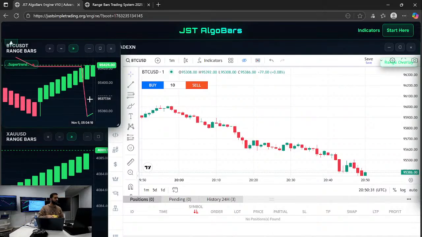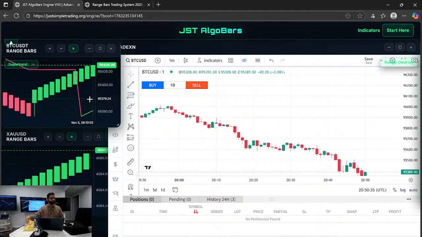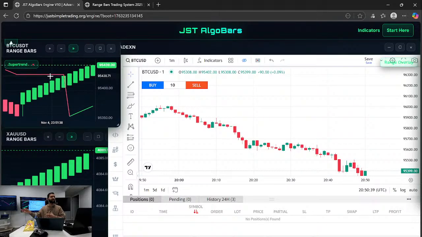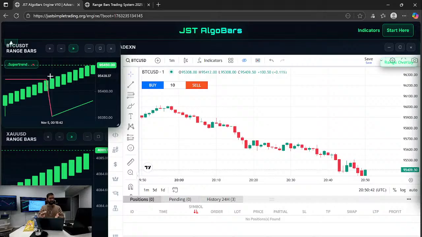According to 100%. If you see here, we think it could go up, so then we should start buying. Whatever's happening on the range bars is truly happening that second.